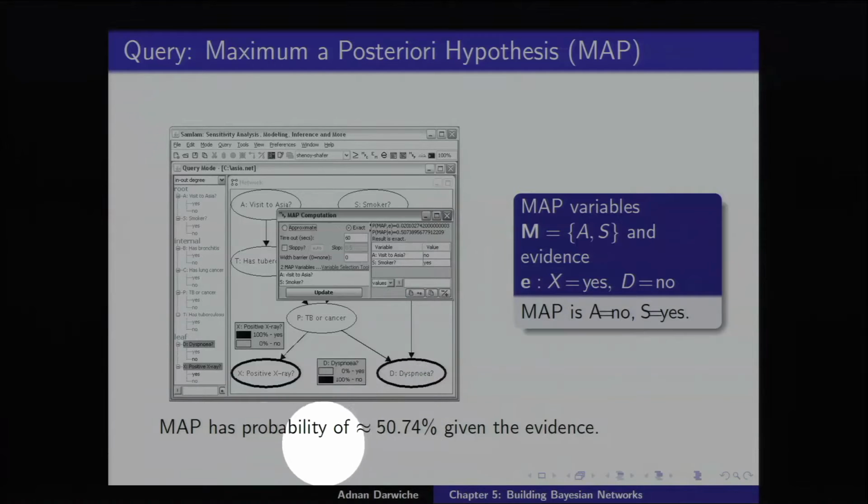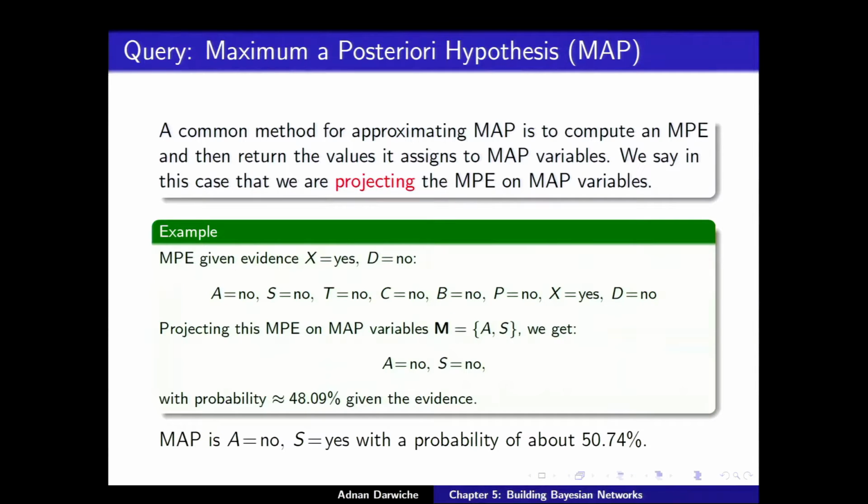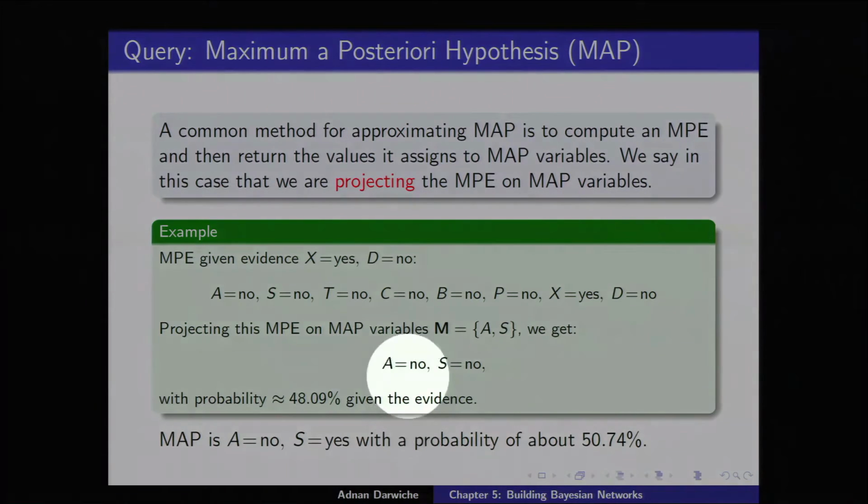So it found an instantiation of these two variables with this as its probability, and it's claiming that this is the highest you can do for those two particular variables. If you look at the previous example, here's the MPE that we got when we optimized over all variables. If you project this onto the MAP variables, you get this.